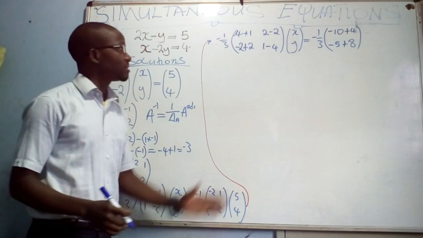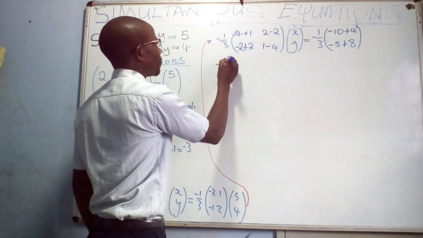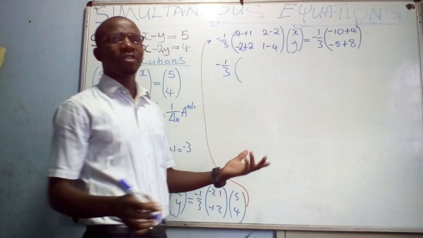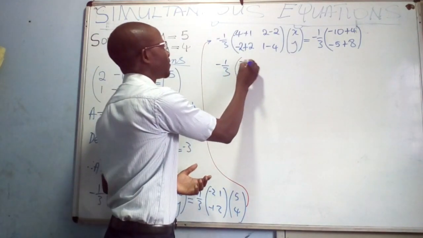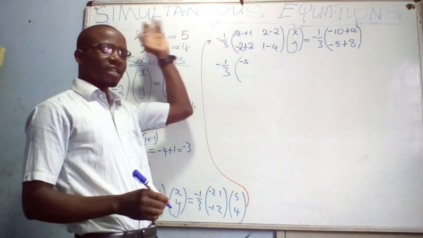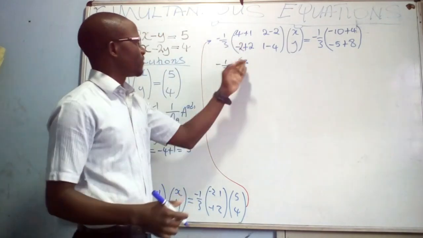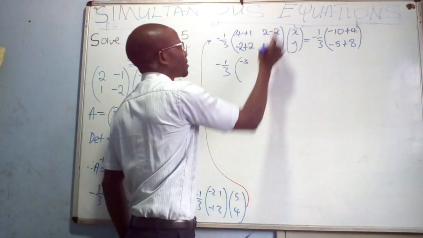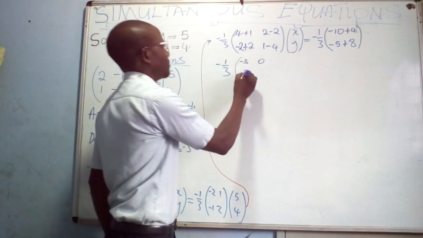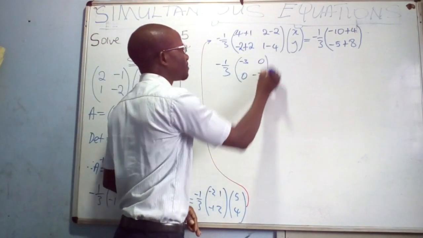But this is not the end. We still have to work out what is inside the matrices there. So we are saying negative 1 over 3, then negative 4 plus 1 is going to give us a negative 3. So we have a negative 3 in this position. Remember, you have to move negative 4 steps on the number line, then 1 step to the positive. So it will give you a negative 3. 2 minus 2, 0 in that position. Negative 2 plus 2, 0 in that position. 1 minus 4, negative 3 in that position.